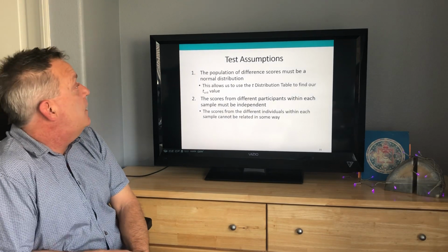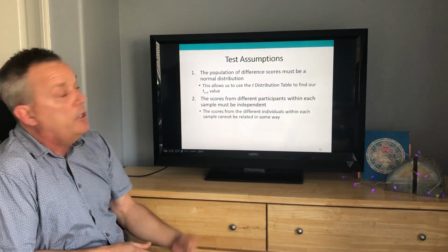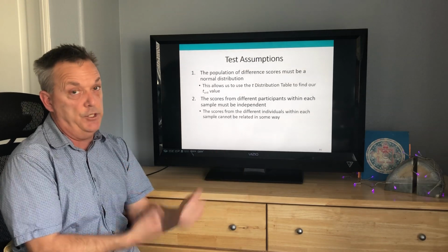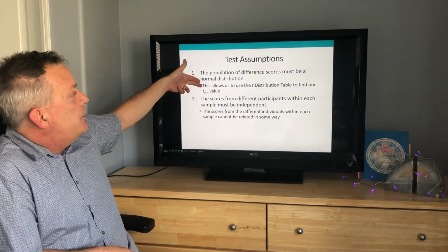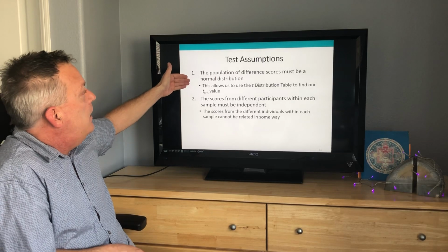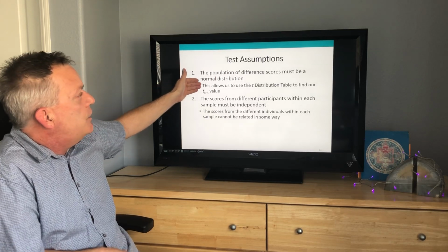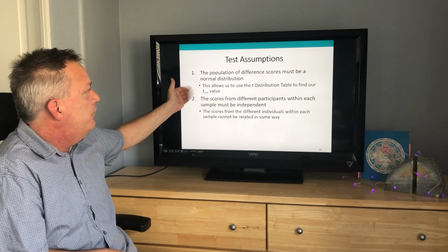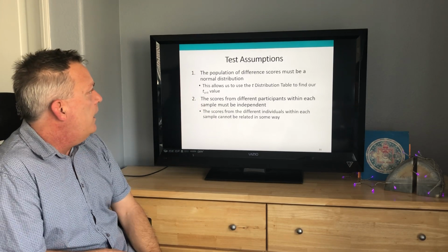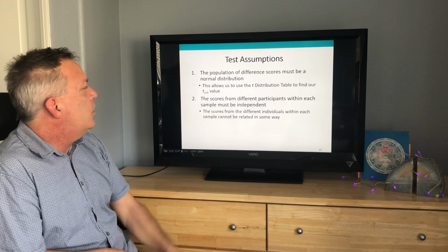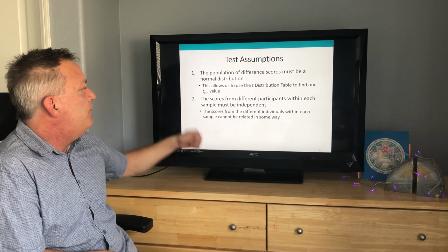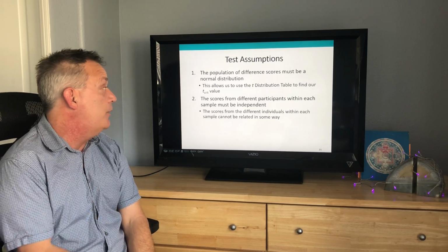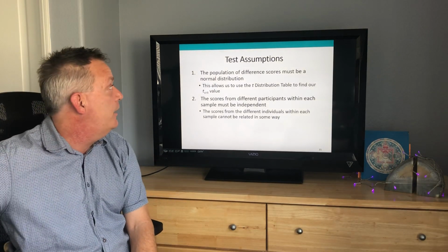Test assumptions, the population of different scores. So in order to be able to use this test, there are some assumptions that you have to meet. The population of different scores must be a normal distribution. This allows us to use the t-distribution table to find our t-critical value. And the scores from different participants within each sample must be independent. The scores from the different individuals within each sample cannot be related in some way or another.